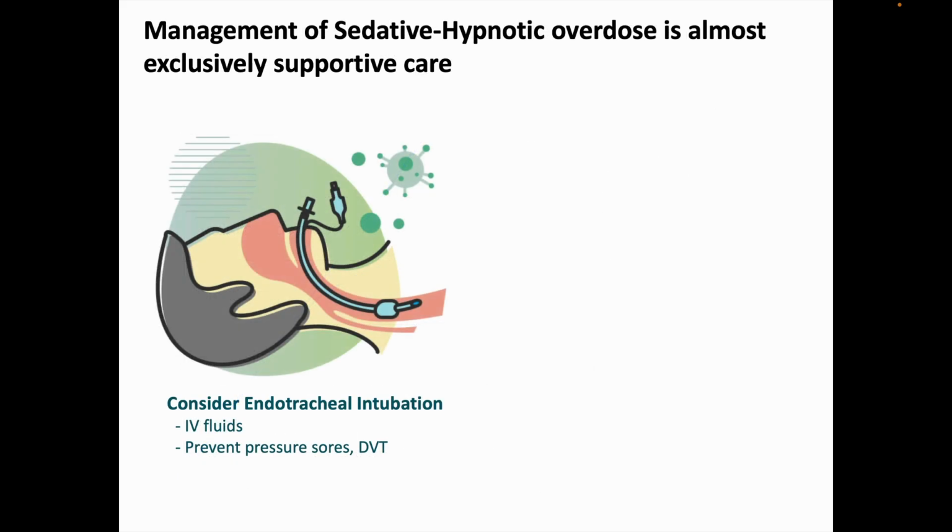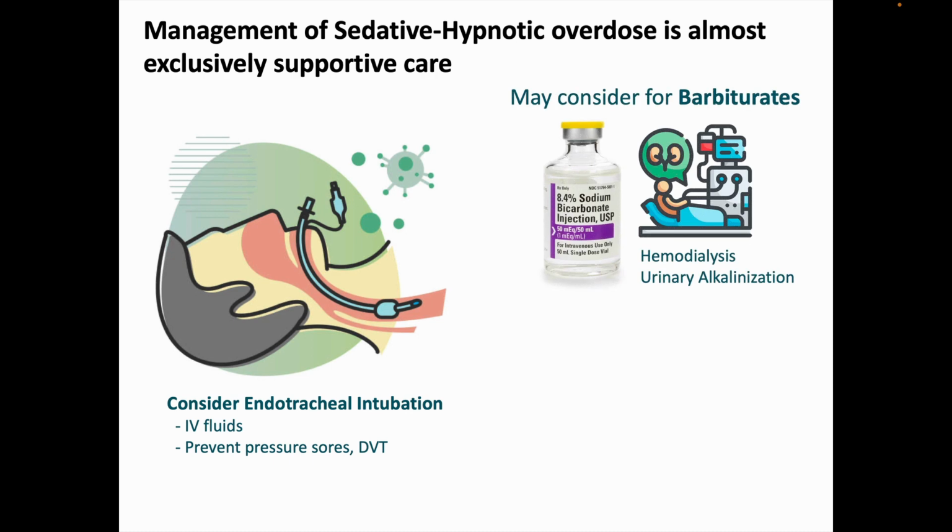Just like how the toxidrome of sedative hypnotics is not flashy, the management of sedative hypnotic overdose also is not flashy, consisting almost entirely of supportive care measures. If the patient isn't breathing well, you intubate them and breathe for them. And then you make sure no other complications occur, so you keep them hydrated with IV fluids and pay attention to the potential for bed sores and venous thromboembolism. With barbiturate toxicity, which we don't see much anymore, you may consider urinary alkalinization to promote renal elimination, or even hemodialysis in select severe cases.